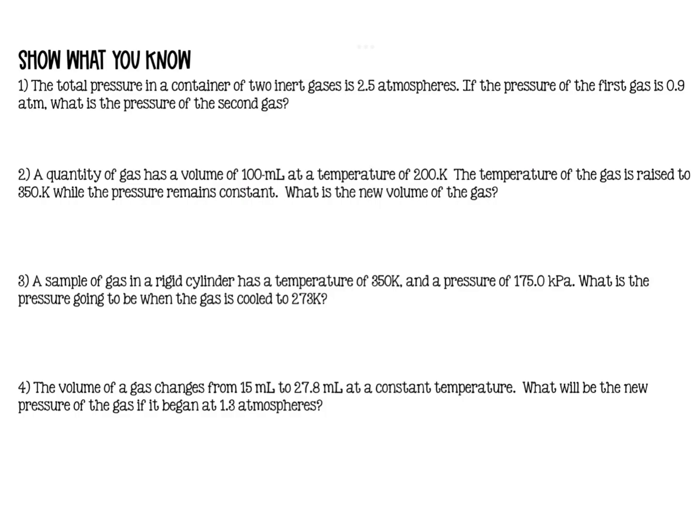Let's look at number 1. The total pressure in a container of two inert or non-reacting gases is 2.5 atmospheres. If the pressure of the first gas is 0.9 atmospheres, what is the pressure of the second gas? Well, let's use Dalton's law so that the pressure of the first gas plus the pressure of the second gas will be equal to the total. That means that we can subtract 0.9 from 2.5 and get the pressure of the second gas, which is 1.6 atm.